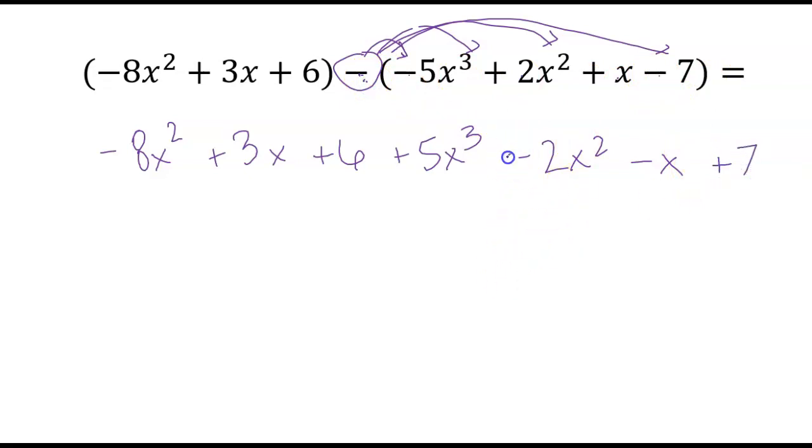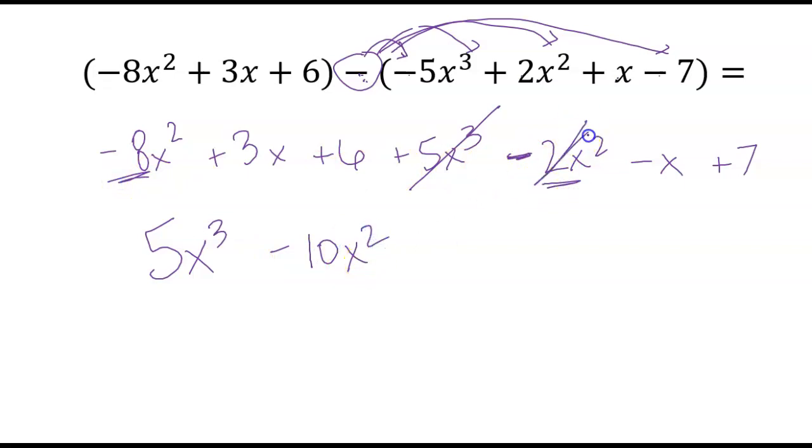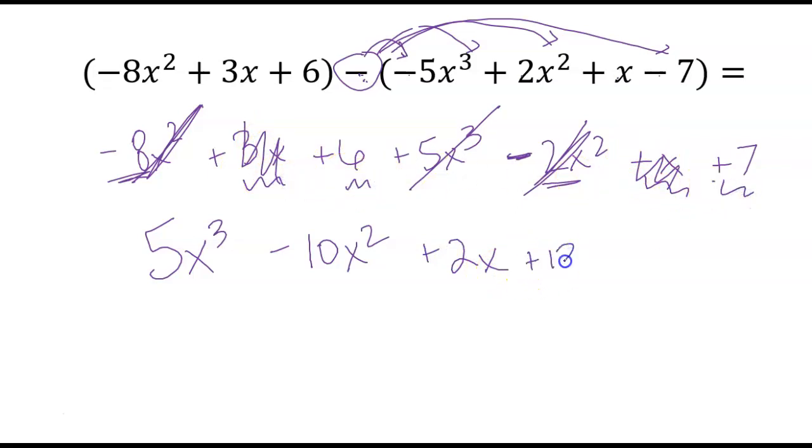Okay, again, rewrite it, make sure your signs are all correct, and then look for like terms and just add them up. That one's the highest one, there's no other x to the third, so I'll write that one first. -8x squared minus 2 more x squared would be -10x squared. 3x and -x, so 3x minus 1x is 2x. That gets rid of those two. And then I'm just left with 6 plus 7, which is 13.